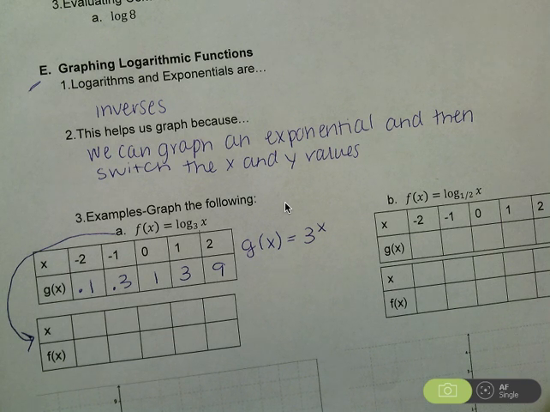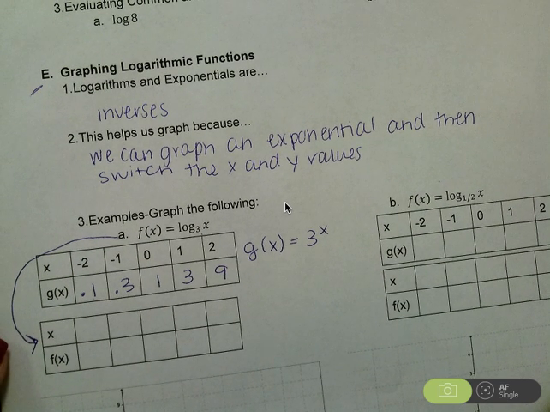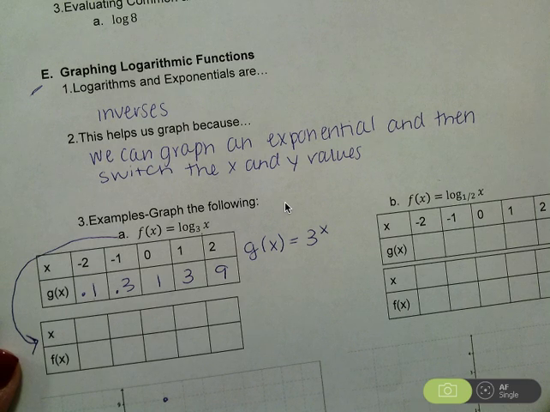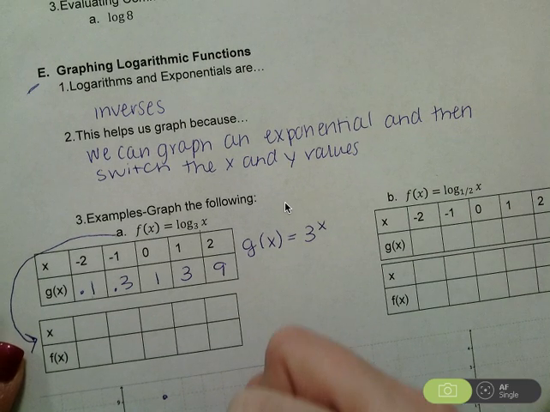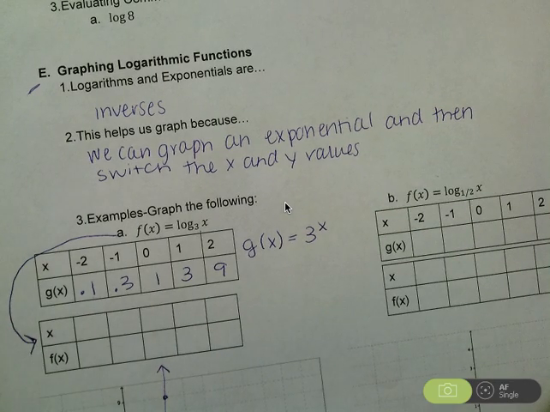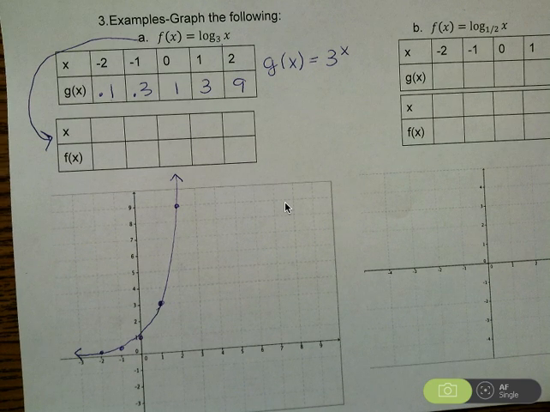Okay, so let's graph this. If we go to -2 and then 0.1, -1 and 0.3, 0 and 1, 1 and 3, 2 and 9. We do connect the dots here. Okay, so that's, oh, you can't see it, I'm so sorry. That's what the graph of the inverse looks like.